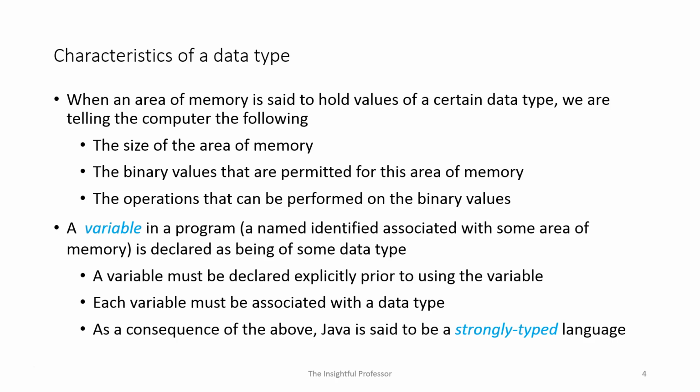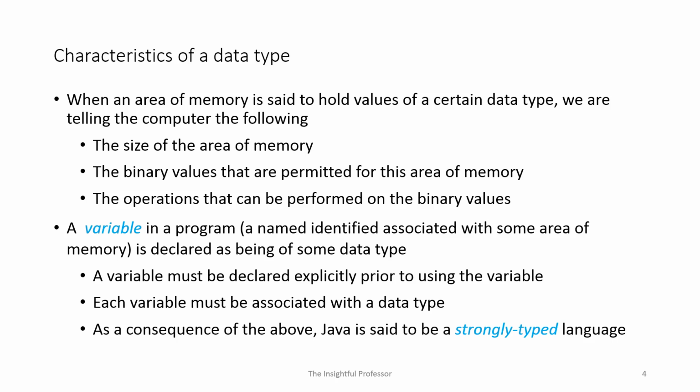So a user defines a variable, a name or an identifier, and at the same time says this will be associated with a particular chunk of memory that will be of some particular data type. And then we get the three things that we just talked about: how much memory, what are the range of values that can be stored there, and what operations can be performed.